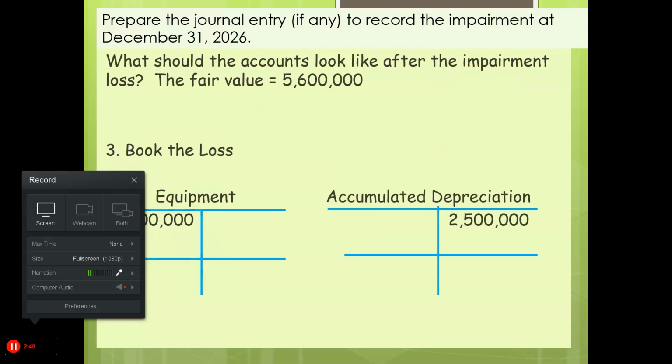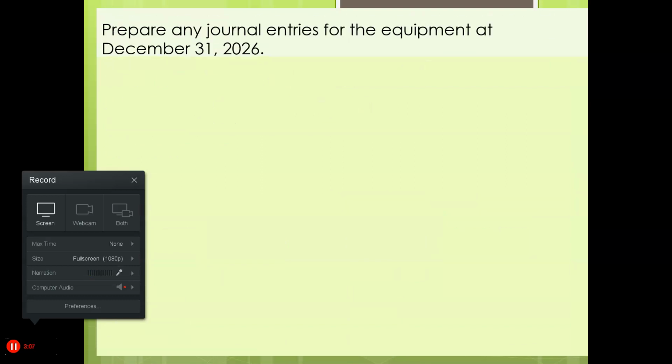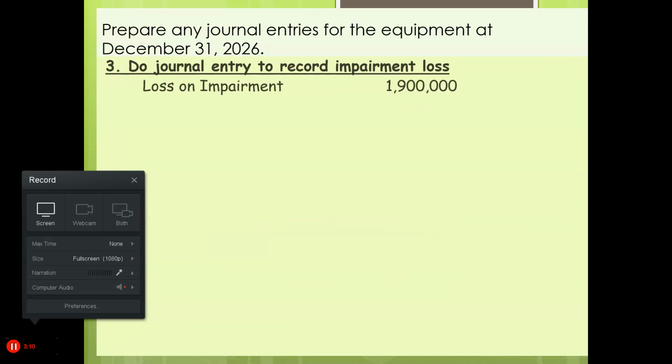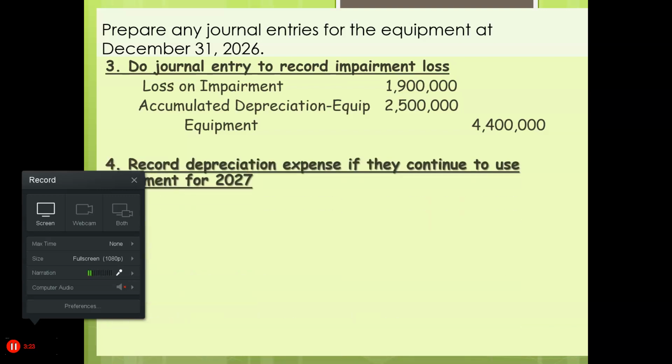So here's what we're going to do. We're going to adjust our equipment and accumulated depreciation accounts. We're going to write down the asset to the fair value, and we're going to remove the accumulated depreciation. And this is what it will look like after our journals. Now, here's our journals. We're going to record impairment loss. We're going to take the accumulated depreciation off the books and take the net difference from the equipment account. Now we're going to record our depreciation expense in 2027.